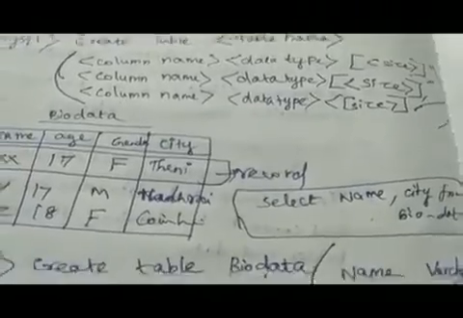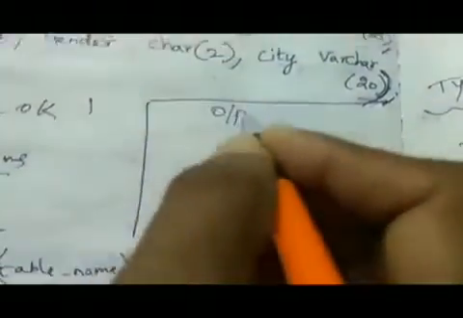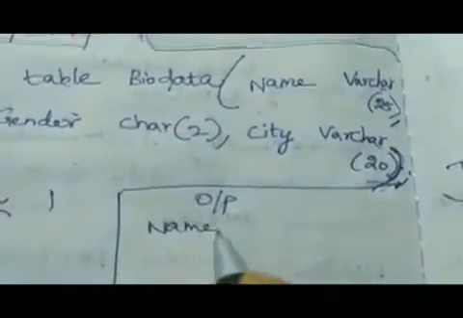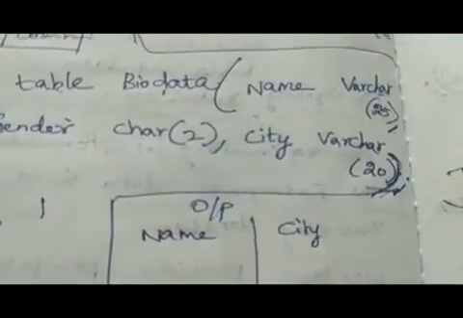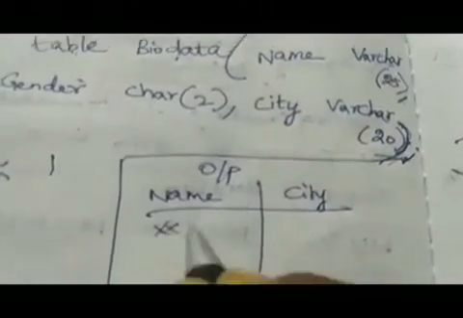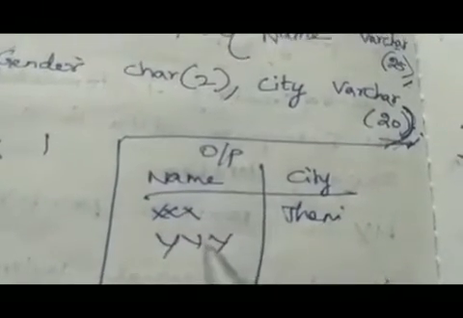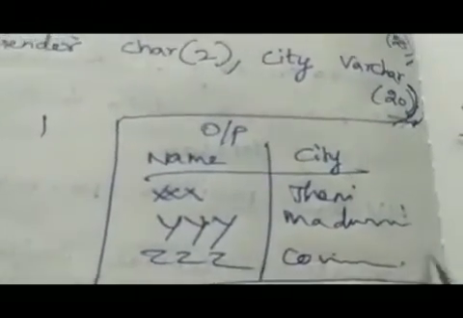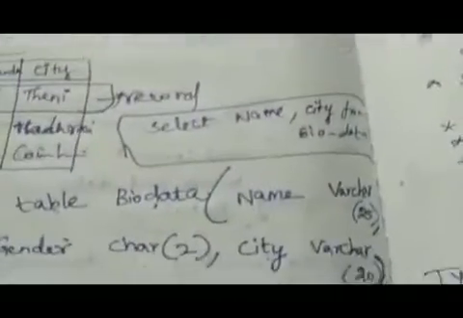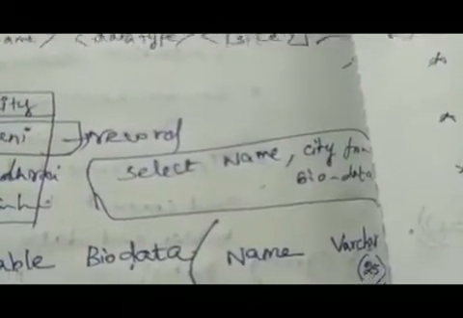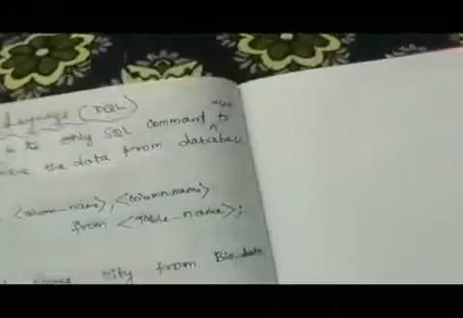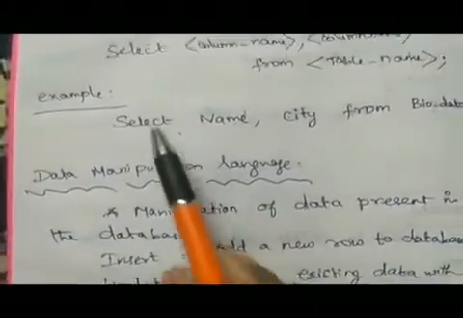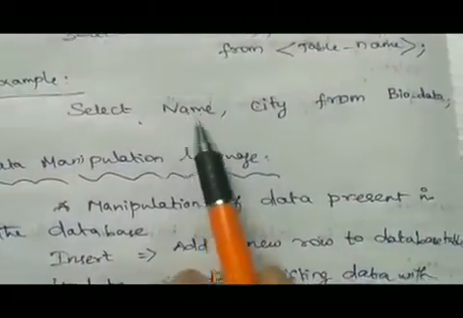Only the name and city alone get displayed: XXX, Theni, YYY, Madurai, ZZZ, Coimbatore. So this is the output of the previous command. What is the command? Select name and city from biodata. So now you can understand this is a command which is used to display particular columns.